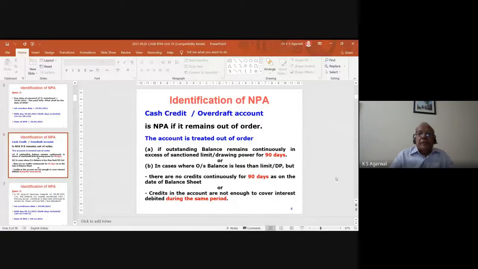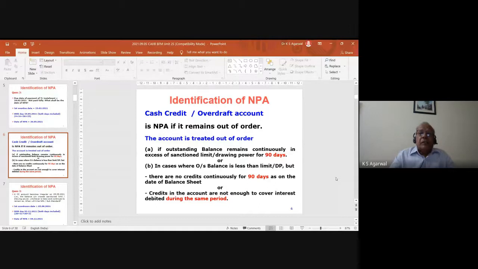But in case of cash credit OD account, they are running account. The debits are frequent, credits are frequent. So here the criterion is slightly different. A CCOD account will become NPA if it remains out of order. And when it becomes out of order, if the outstanding balance remains continuously in excess of sanction limit or drawing power, whichever is less, for 90 days.